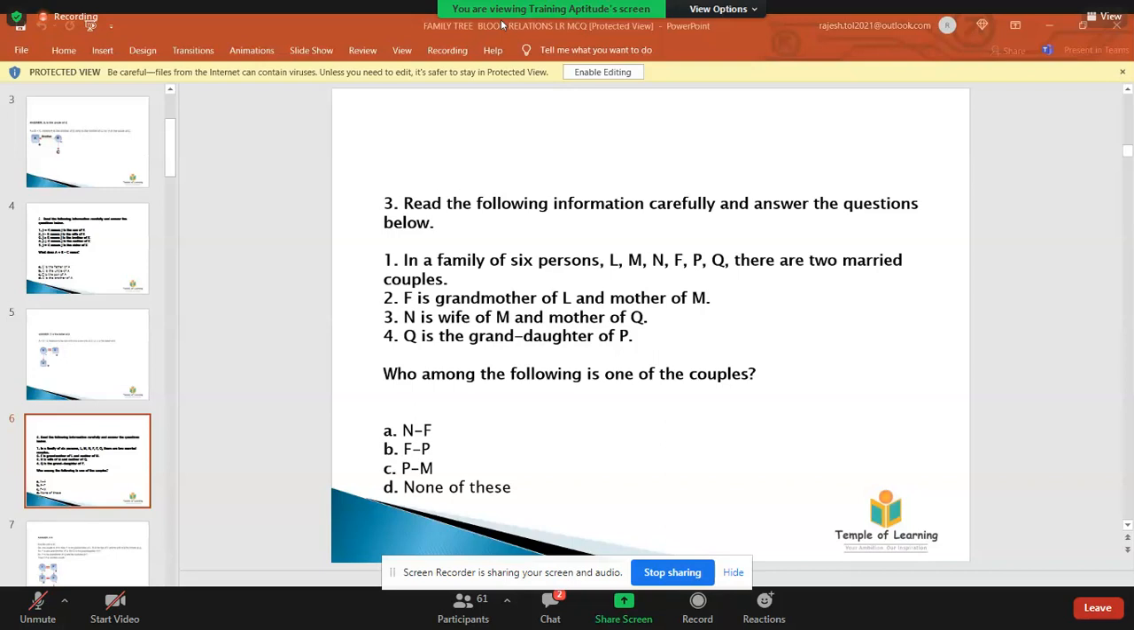Sir, F. F and P. Okay, F and P. You want me to draw the diagram, students?